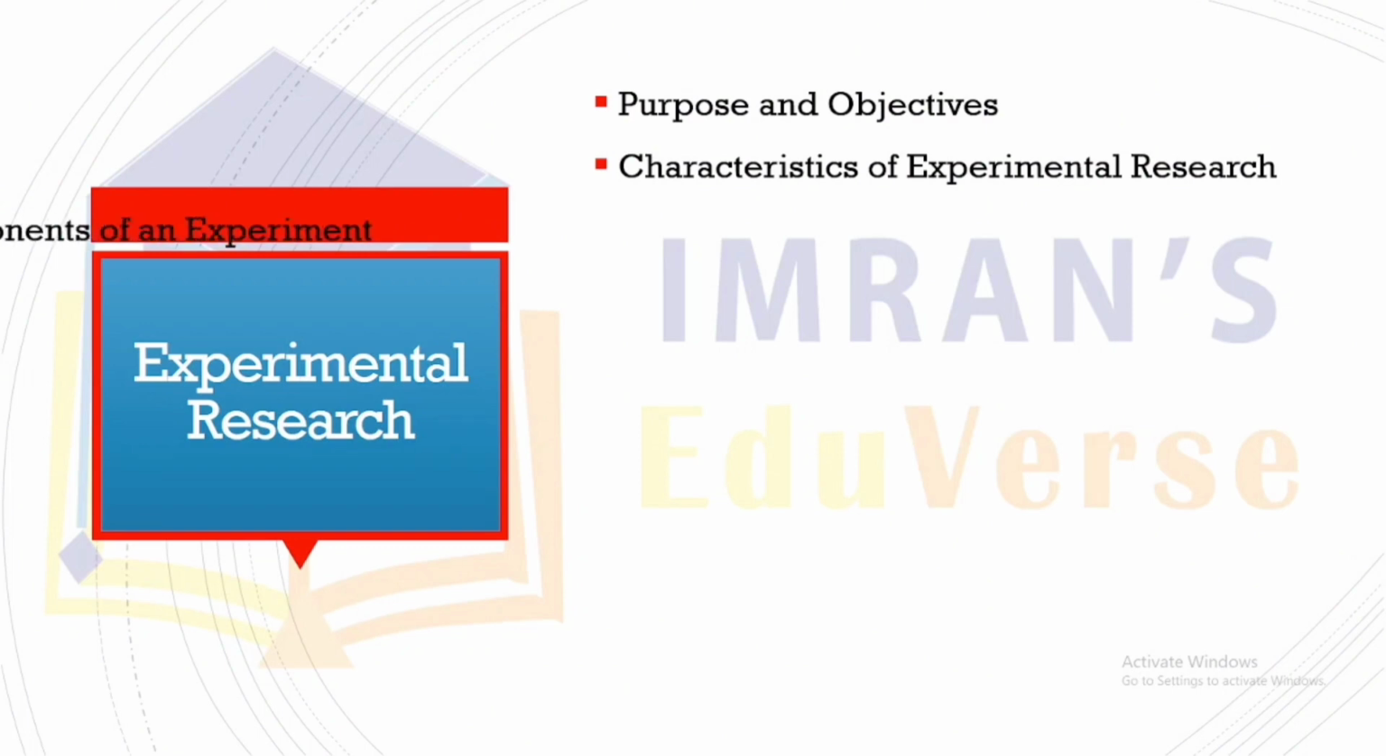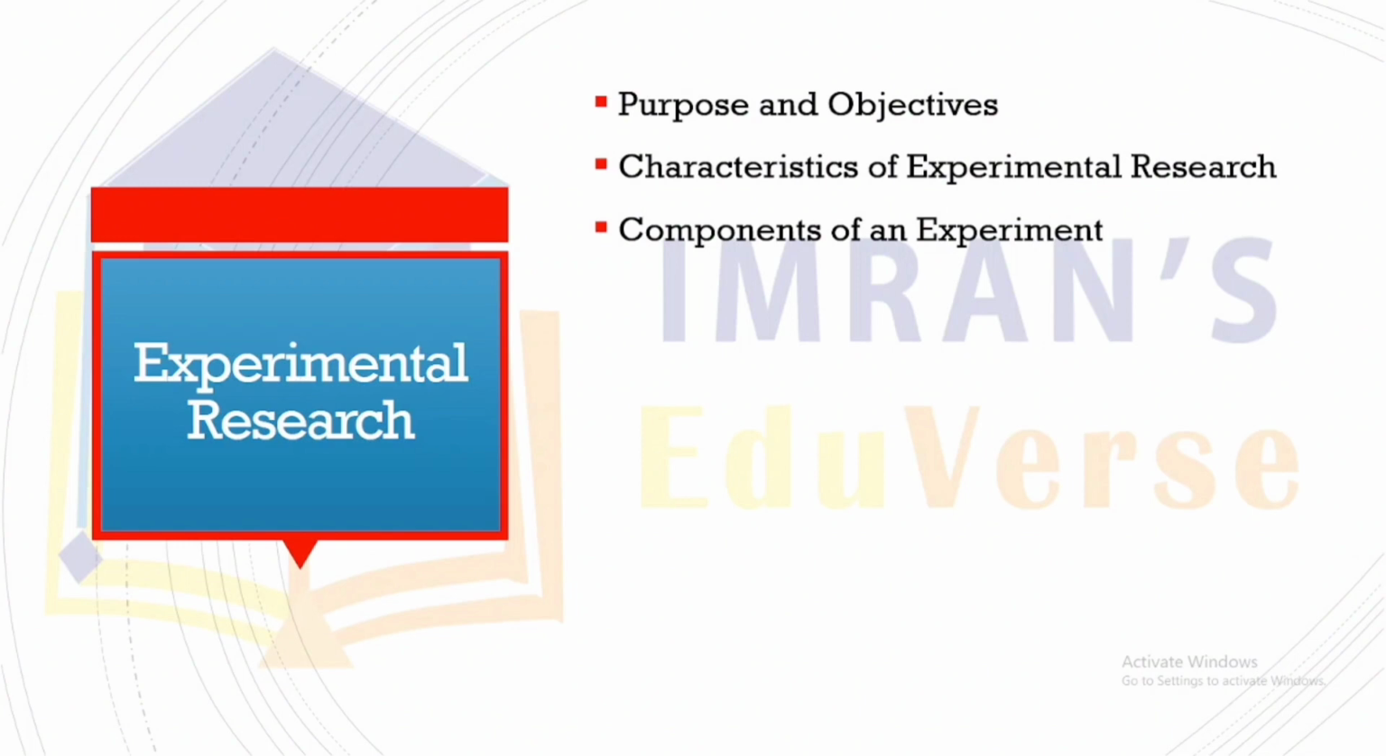Components of experiments. Number 1. Independent variable or IV, the variable manipulated by the researcher. Number 2. Dependent variable or DV, the variable measured to observe the effect of the independent variable. Number 3. Control group, the group that does not receive the experimental treatment, providing a baseline for comparison. Number 4. Experimental group, the group that receives the experimental treatment or intervention.